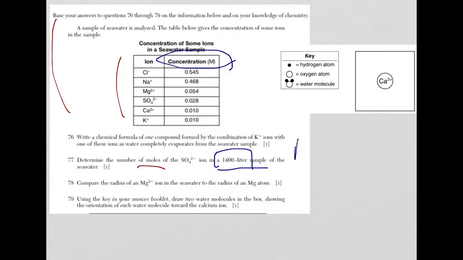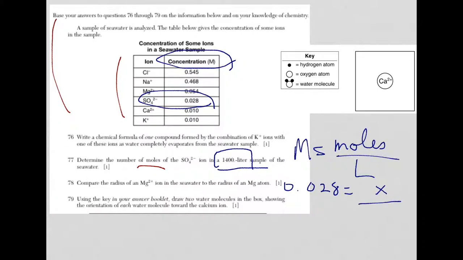Molarity is equal to moles of solute over liters of solution. My molarity for sulfate, copy it exactly as you see it, is 0.028, and that's equal to X, that's my moles, over 1,400 liters. I didn't have to change it, it's already in liters. Now take out a calculator. You need to get X alone. Multiply both sides by 1,400, or if you're not sure, put the 1 under the 0.028, cross-multiply and divide, and you're going to get an answer for 77 of 39 moles. That's your answer. If you have your setup right and you don't get 39 moles, then there was a math problem. Go back and check.